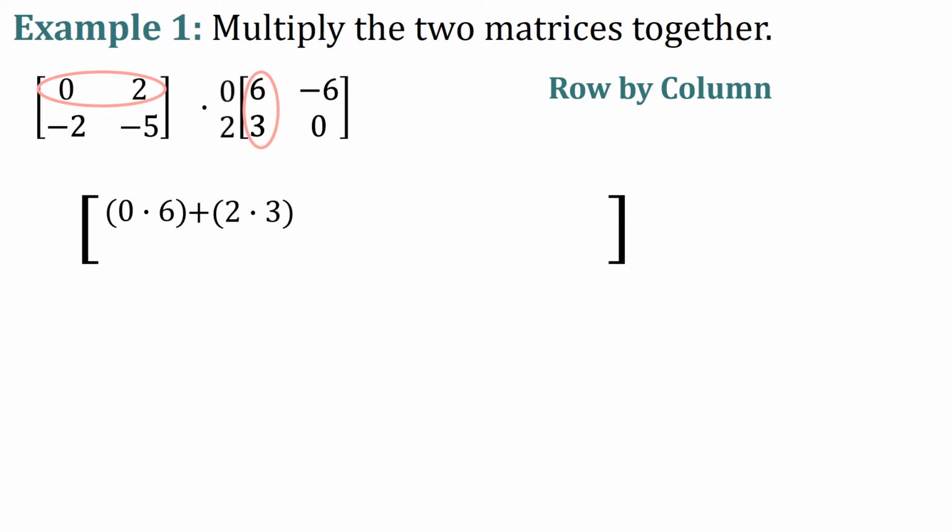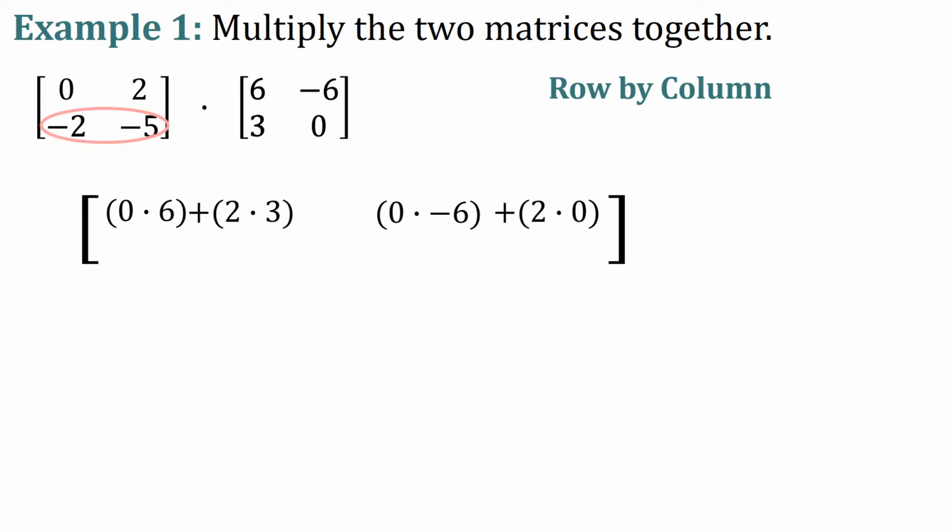Now, we also need to take the first row and multiply it by the second column. 0 times -6 plus 0 times 2. Now, if there was a third column, we would also multiply the first row by the third column, because you're going to multiply each row by every single column. So, since there are no more columns, we are finished multiplying with row 1.